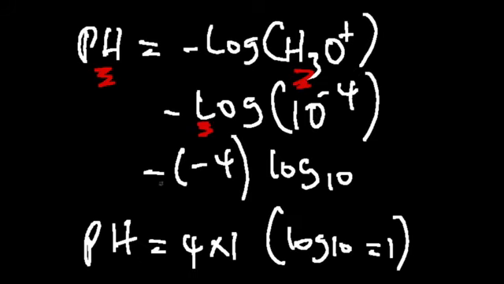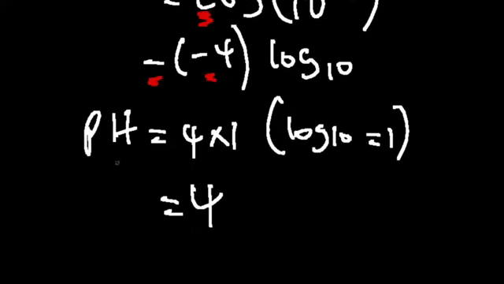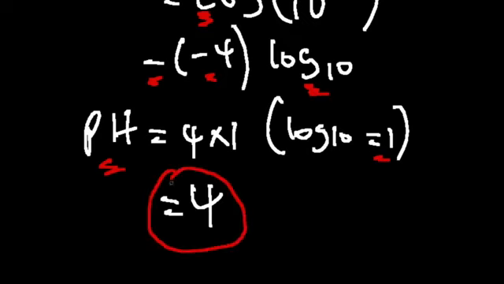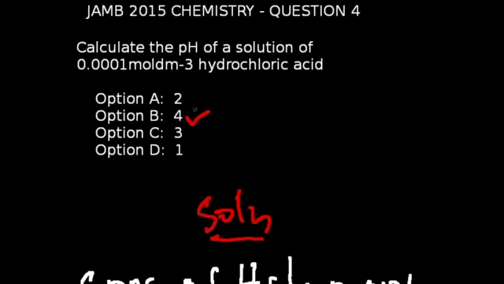So that will be minus 4 log 10. We're simply going to be having our pH to be 4, which is minus giving us plus, multiplied by 1. That is because log 10 is simply 1. And 4 times 1 will give us 4. That corresponds to option B in the question.